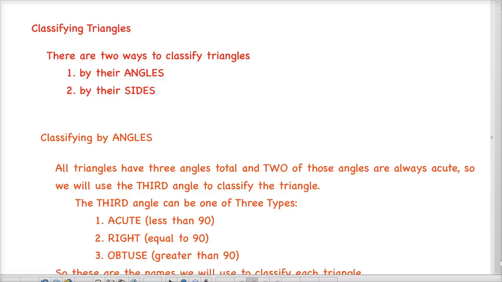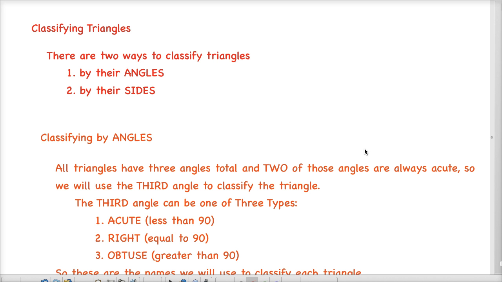Hi everybody, and welcome to tonight's video where we are going to be talking about classifying triangles. So in this chapter we're going to talk a lot about triangles and proving triangles are congruent and some different theorems and postulates. But first of all, we want to just talk about triangles and a couple of different ways that we have to classify them.